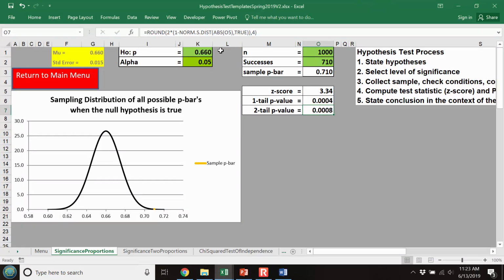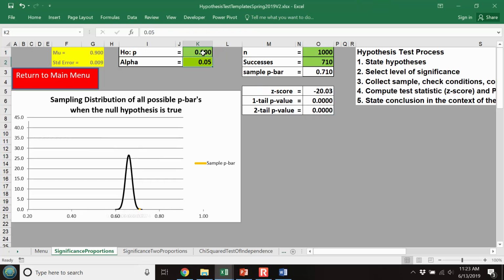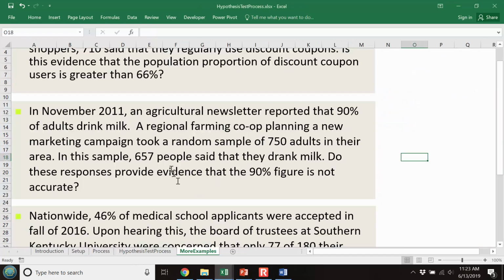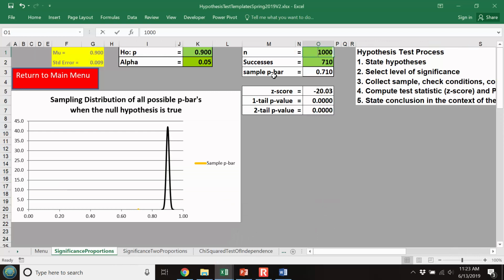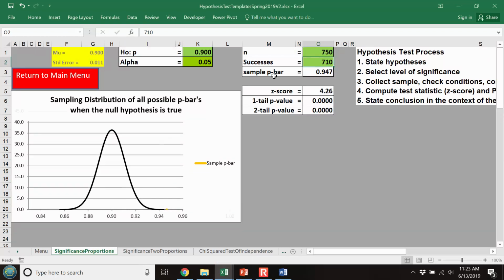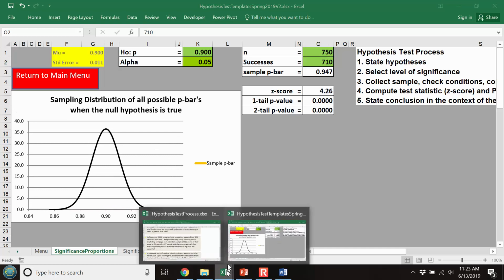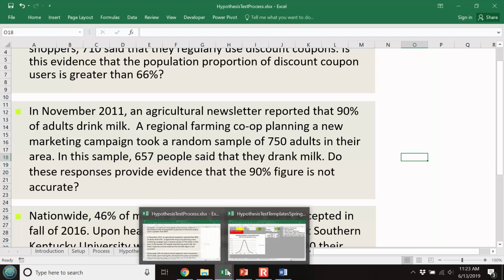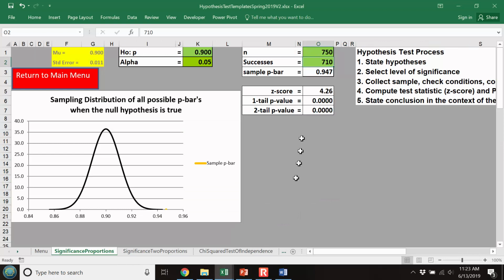Back here. So 90%. Our samples were, I believe, 750. And it said 657 said they drink milk. Those are successes for this. That's what we're looking for in the yes/no question. Those that say yes, they drink milk. So it lands here.